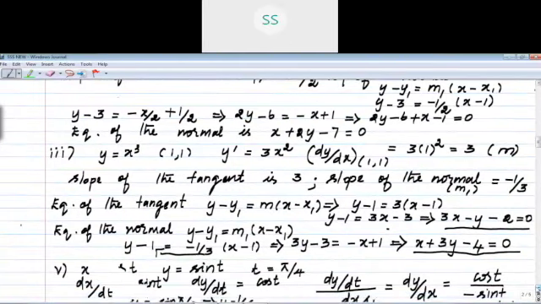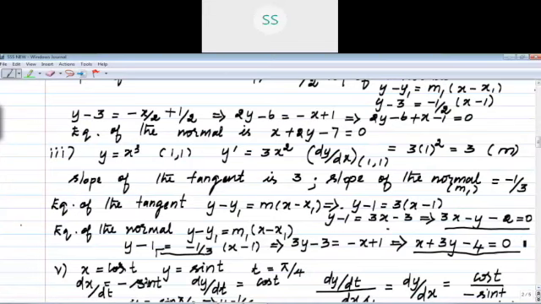Now x = cos t. dx/dt is nothing but -sin t. dy/dt = cos t. Now you see, y = sin t.